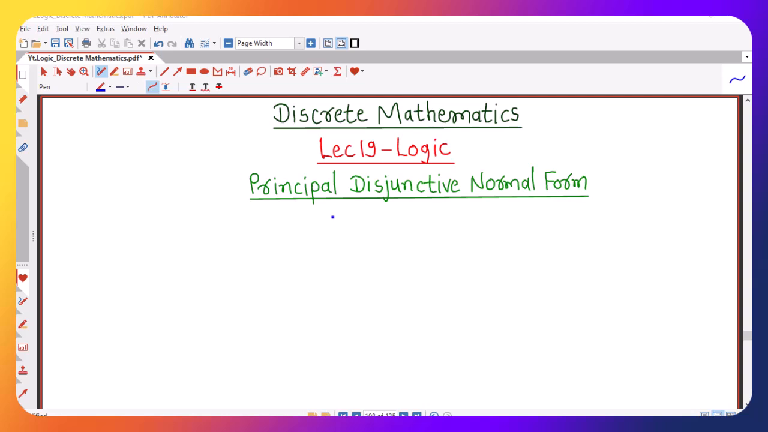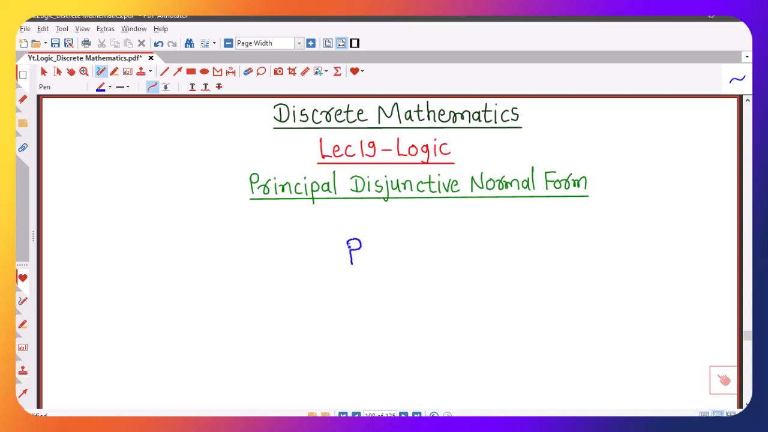In this lecture also we will discuss one more example on finding principal disjunctive normal form of a given formula. In lecture number 18 we obtained principal disjunctive normal form of a given statement formula in which we had taken two variables denoted by P and Q, and we wrote that formula as a sum of min terms only to obtain principal disjunctive normal form.